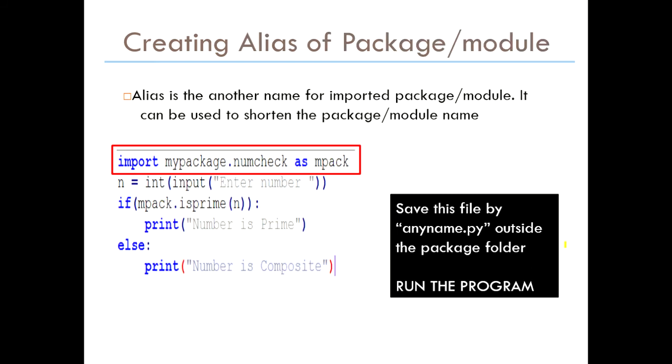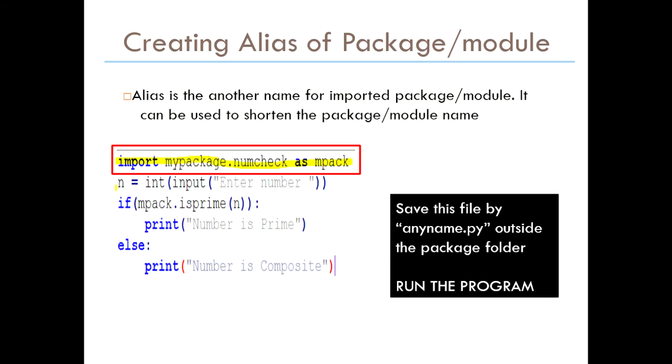Creating an alias of a package or module. An alias is another name for an imported package or module. It can be used to shorten the package or module name. For this purpose we have to write import myPackage.numCheck as mpeg. Now myPackage.numCheck will be known as mpeg in our program.